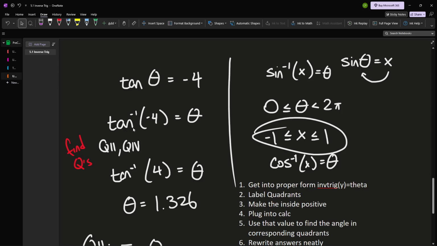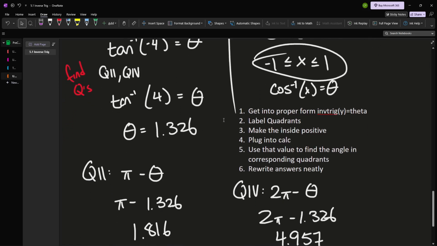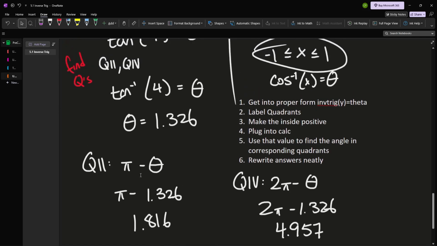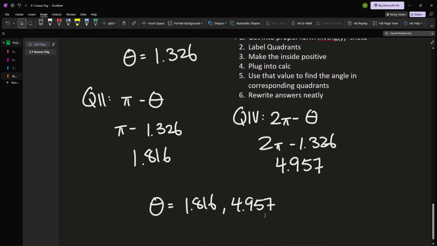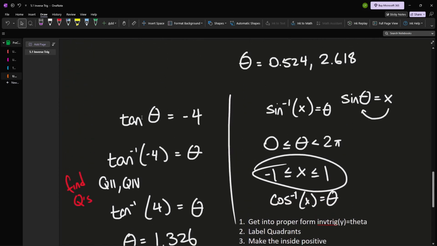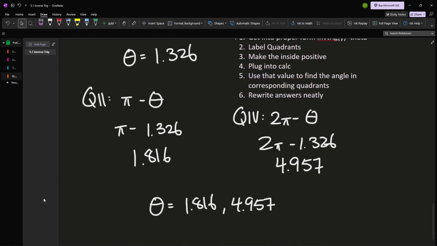We label the quadrants of the inside. If it's negative, look at the negative; if it's positive, look at the positive. You make it positive no matter what. A positive to a positive doesn't do anything, but negative to positive is what matters. We then plug into a calculator, use that value to find the values in the corresponding quadrants that we found earlier, and write our answers neatly. If you have time at the last point, you can check it by plugging it back in and get really close to your answer. So that is 5.1.